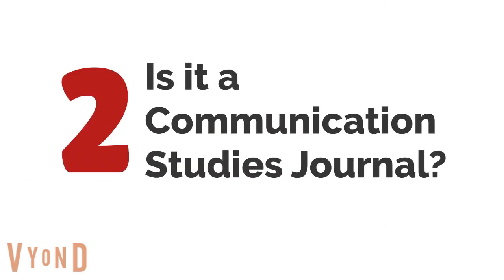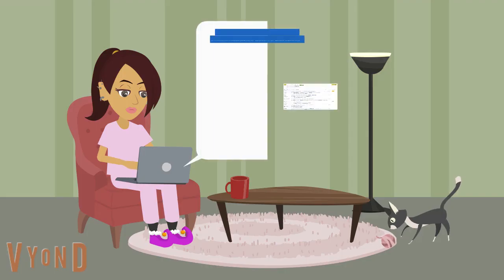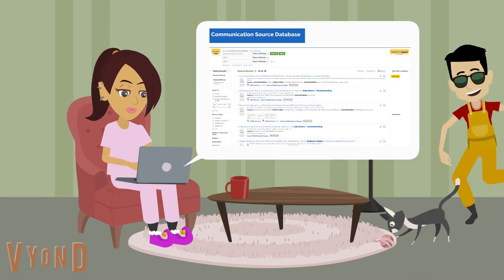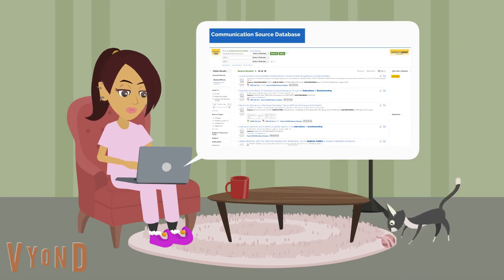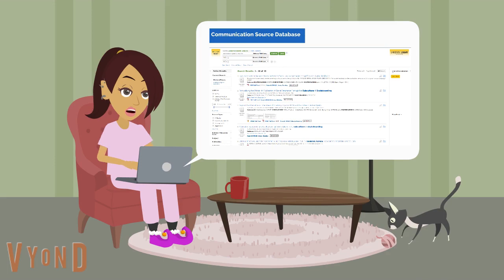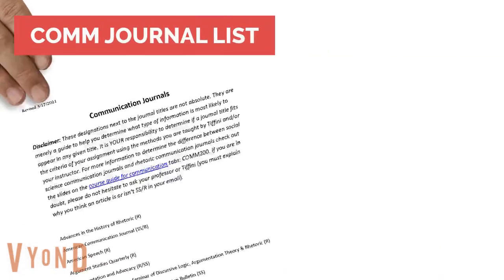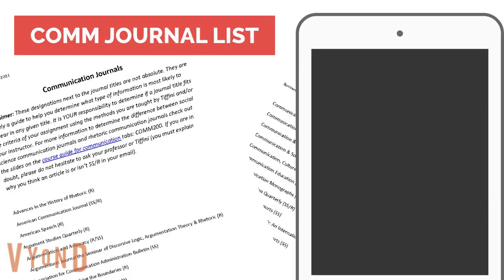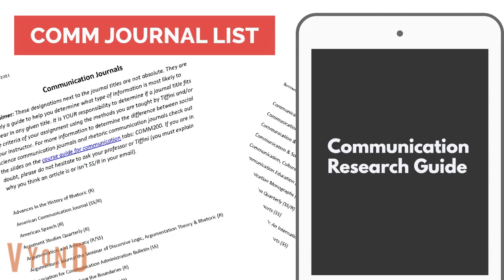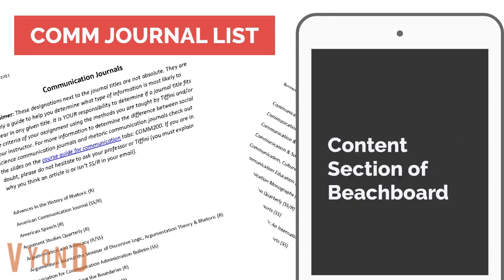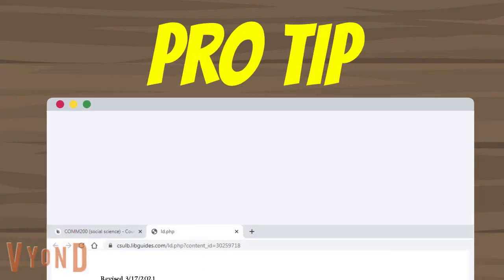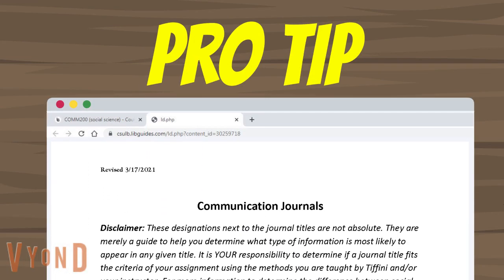The second thing you need to do is determine if your article is published in a communication studies journal. Just because a journal article is found in the Communication Source database doesn't mean it is a communication journal. The only sure way to know if you found an article in a communication journal is to check on the list. The list can be found in 2 places: on the Communication Research Guide and in the Contents section of your Comm 200 Beachboard course. Always have the Comm journal list on an open tab while you search for articles.